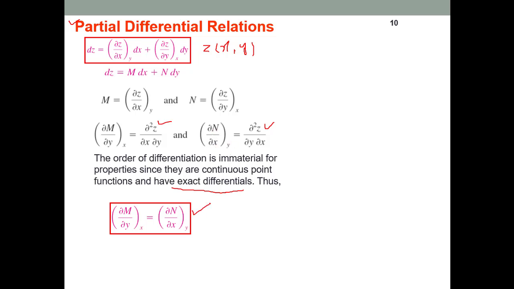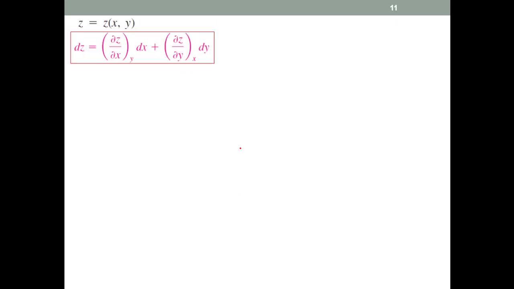This is a very important relationship that will be used in deriving the Maxwell relations and also many other thermodynamic property relations. That means the second derivatives of any variable are equal, but the condition is that they are continuous point functions, right? So let's extend this further.